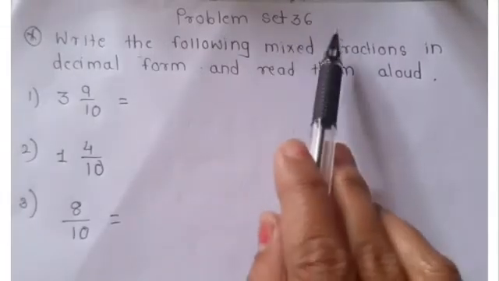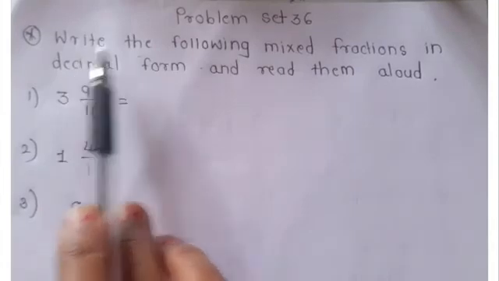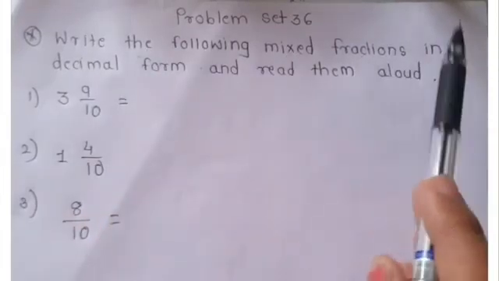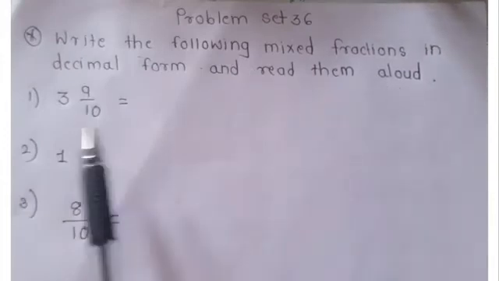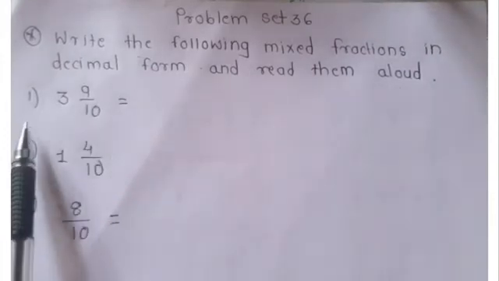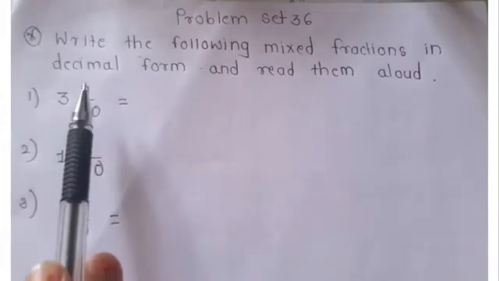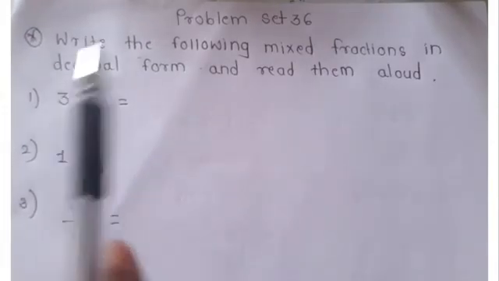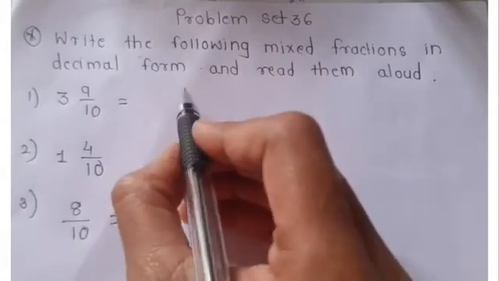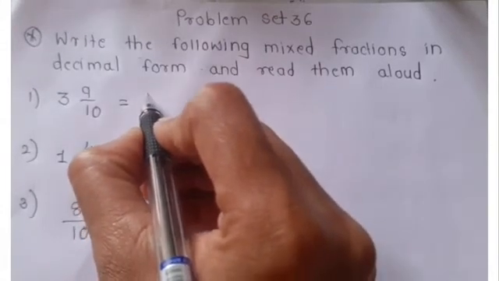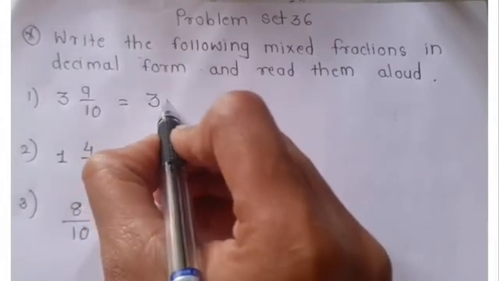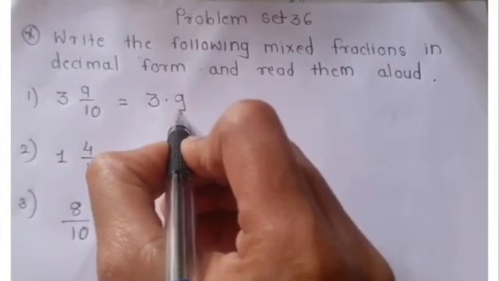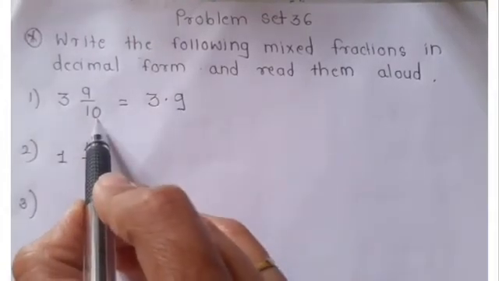What they have given in problem set 36: write the following mixed fractions in decimal form and read them aloud. We have to write the fraction and what we have to do? We have to read them. First one is 3 9 by 10. Here 3 is the whole number. 9 upon 10 means 0.9.